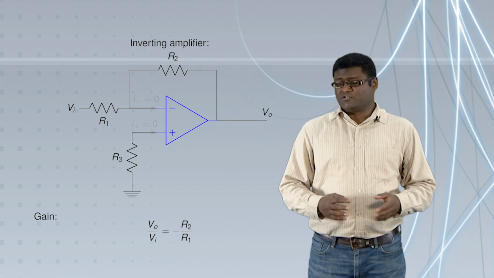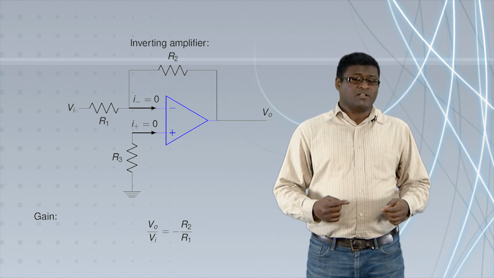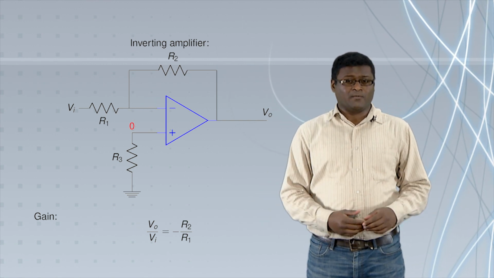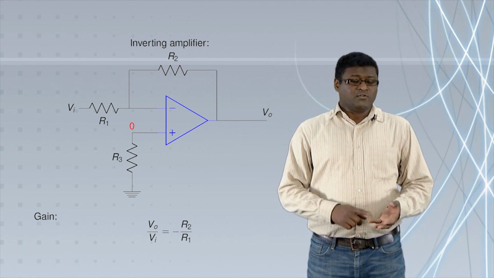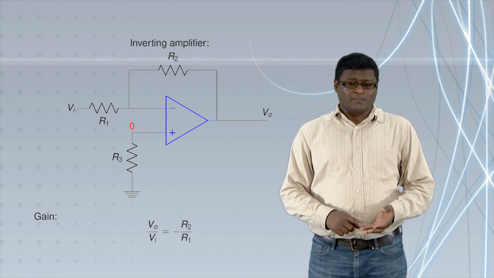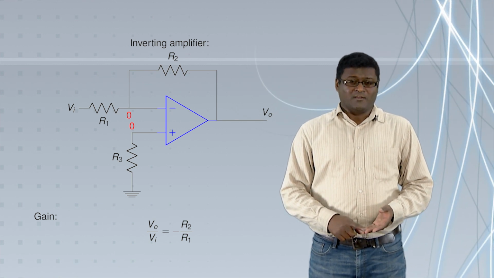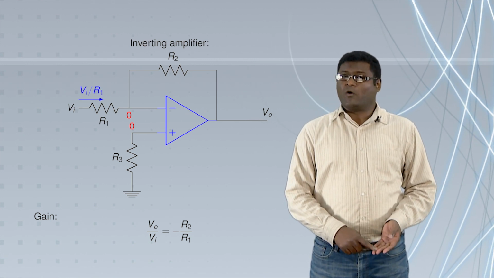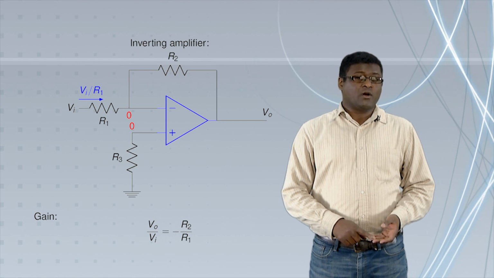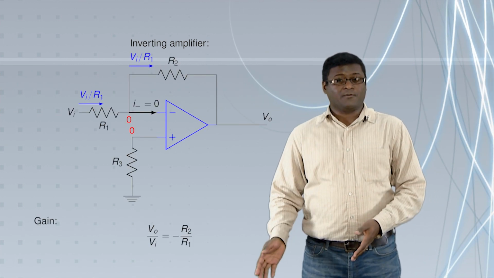As we said, there is no current going through the non-inverting pin. Okay, that means the voltage at the non-inverting pin will be 0 because it is directly connected to ground. Now, using the rule of virtual short, this means the voltage at the inverting pin is also 0. This means the current going through R1 is Vi over R1. Now, since there is no current going into the inverting pin, all this current should be going through R2.